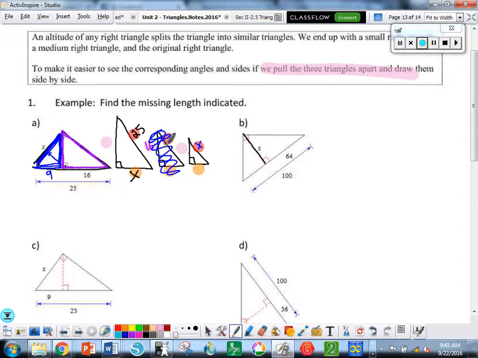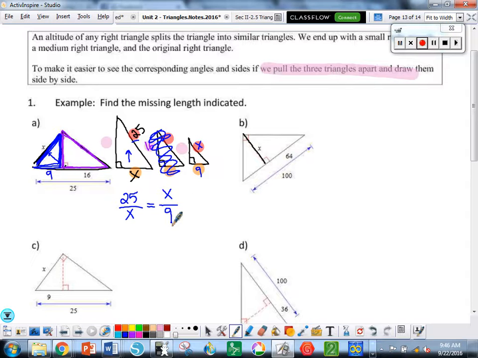Looking at the big triangle and the little triangle. Do I have corresponding parts that I could put together into a fraction? Yes. I'm going to say 25 from here. What will I put the 25 over? 25 over x equals what over what? Start with the 25, so I'm starting with the x over 9.